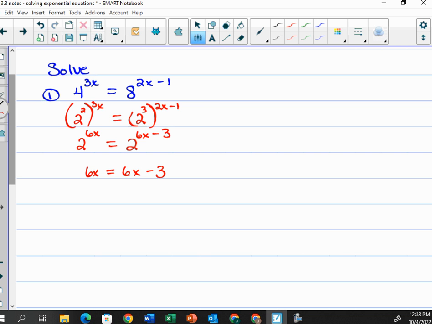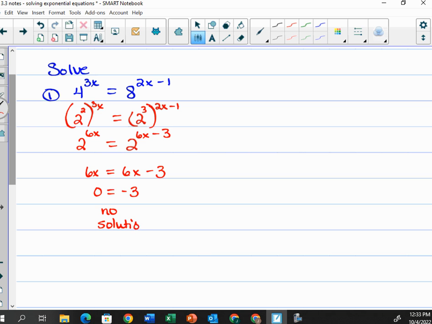And then you're just back to solving like an algebra 1 equation. So what do I get here? 0 equals negative 3. Does 0 equal negative 3? No. So this is a no solution.